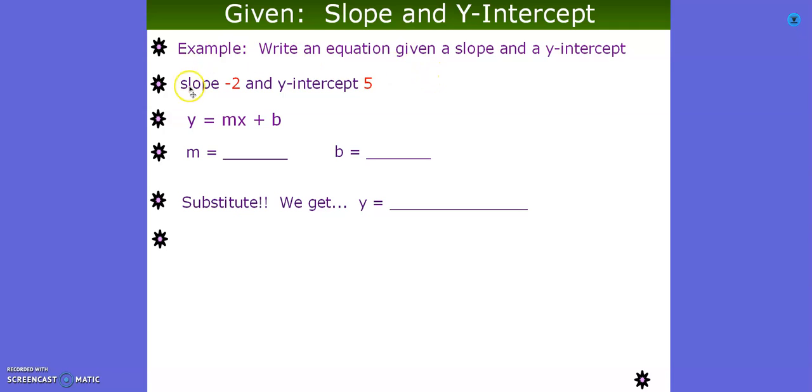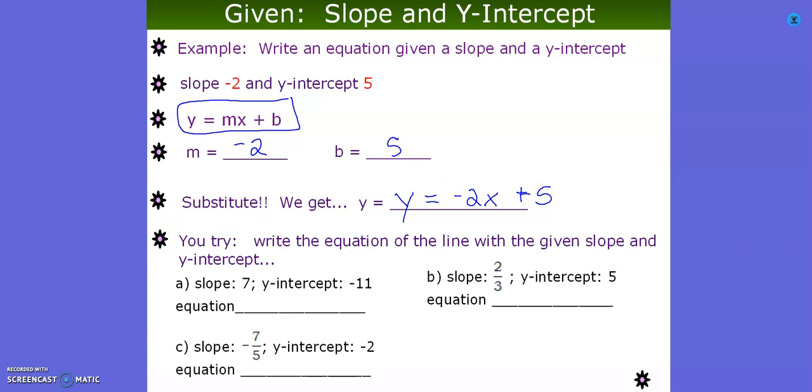For example, remember we have a slope and a y-intercept in our slope-intercept form, y equals mx plus b. In this case, they're telling us the slope is -2, that's the m, and the y-intercept is 5, that's the b in this form of the equation. So if we just substitute it in, our equation is really y equals -2x plus 5. And you're writing an equation in slope-intercept form. Go ahead and pause it and you try.